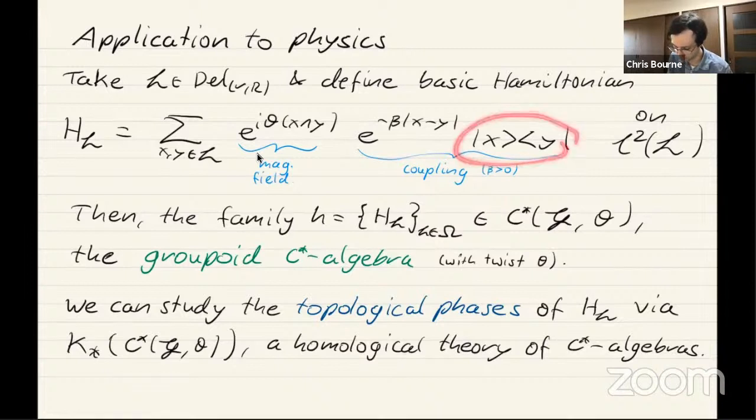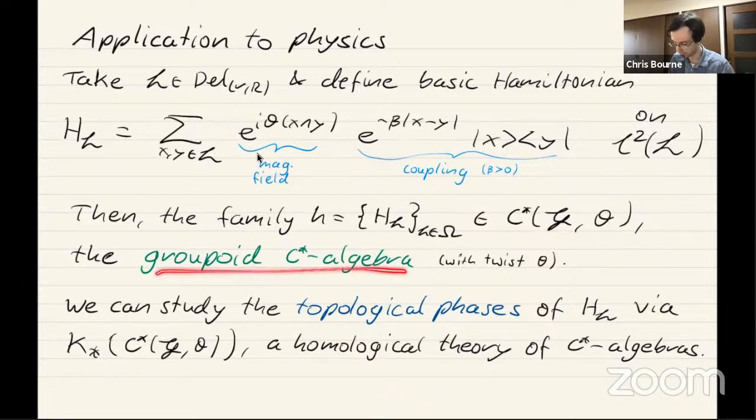So what we do is for points x and y in L, we couple these two points, and we have it so that they have exponential decay with some coupling constant. And we also add a magnetic field term, but you can ignore this if you like, it's not so important. And again, rather than considering a single Hamiltonian H_L, we consider the family, for similar reasons to what I explained before. And so this family gives you a single element h, and this element h is an element in this object here called C star G theta.